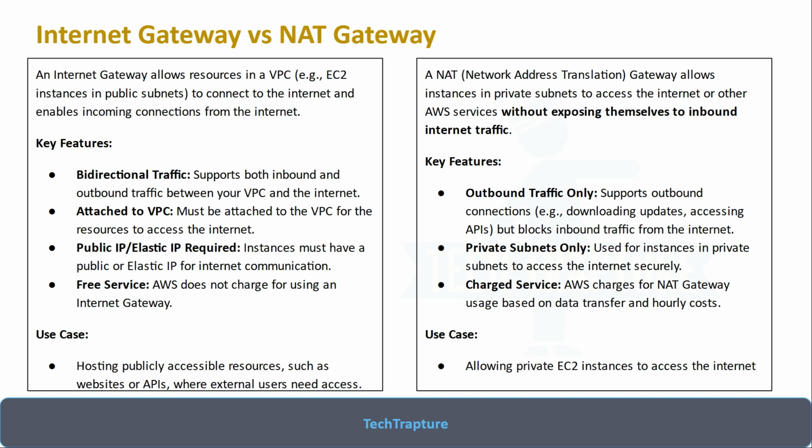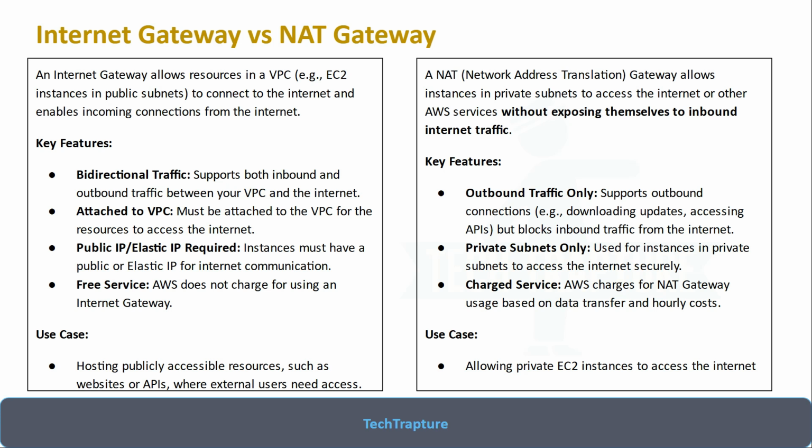Now we'll talk about a NAT gateway. When do we need a NAT gateway? Suppose you have an EC2 instance in a private subnet, which does not have a public IP or does not have an internet gateway in its subnet. In that case, we have to use a NAT gateway. A NAT gateway is used when you want to access the internet from your private EC2 instances or private resources and you don't want to expose them to the internet.